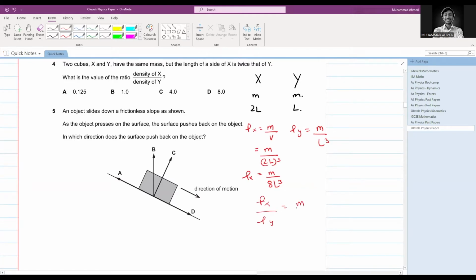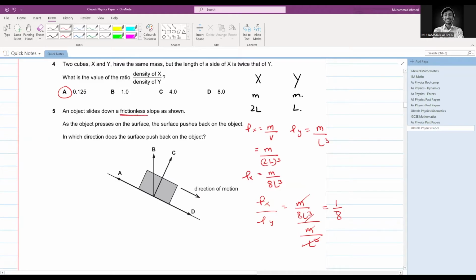What is density of x? M over 8L cube divided by density of y, which is M over L cube. L cube cancels out. M cancels out. Your answer will come out to be 1 over 8. A is your answer.